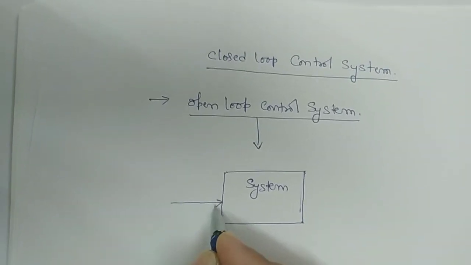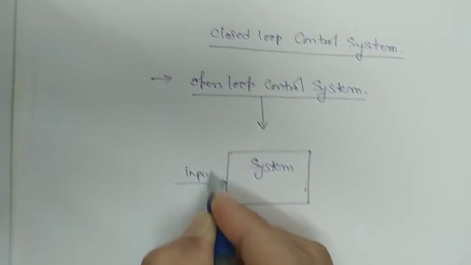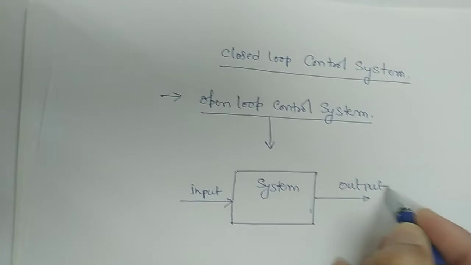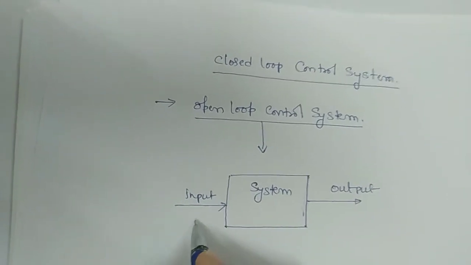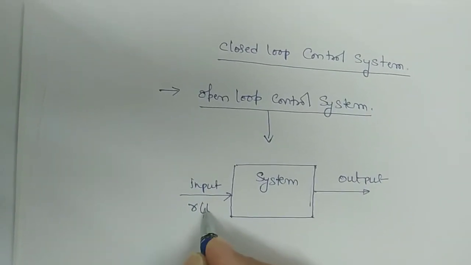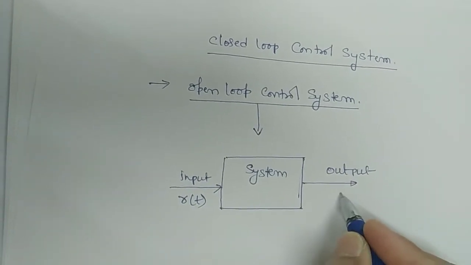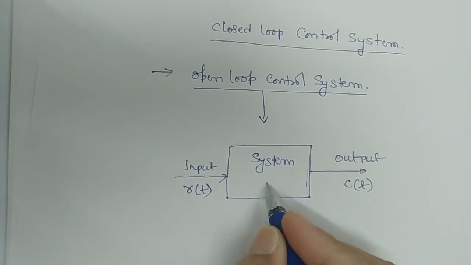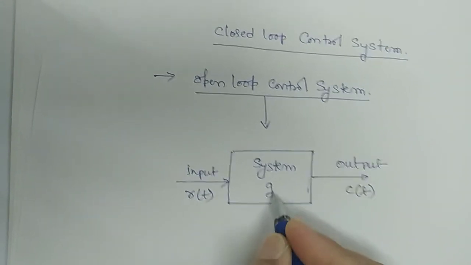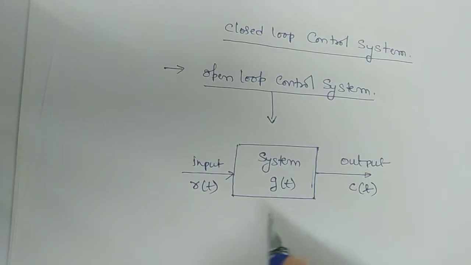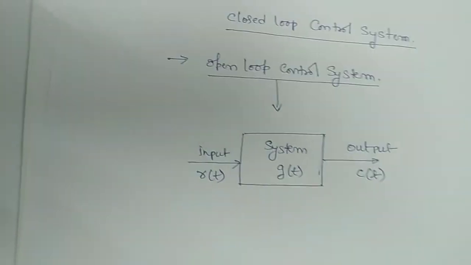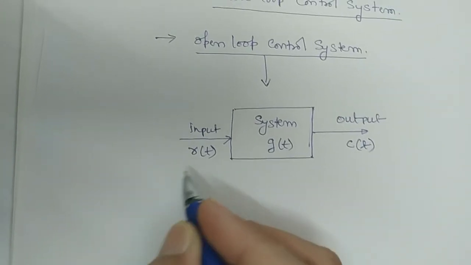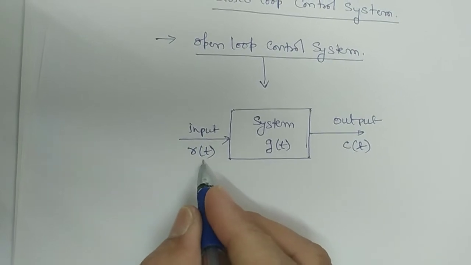It has some input and it has corresponding output, and normally the input is represented by R of t as well as output is represented by C of t, and then the system we can write in terms of time domain G of t as the gain. This will be written in terms of the Laplace transformation.